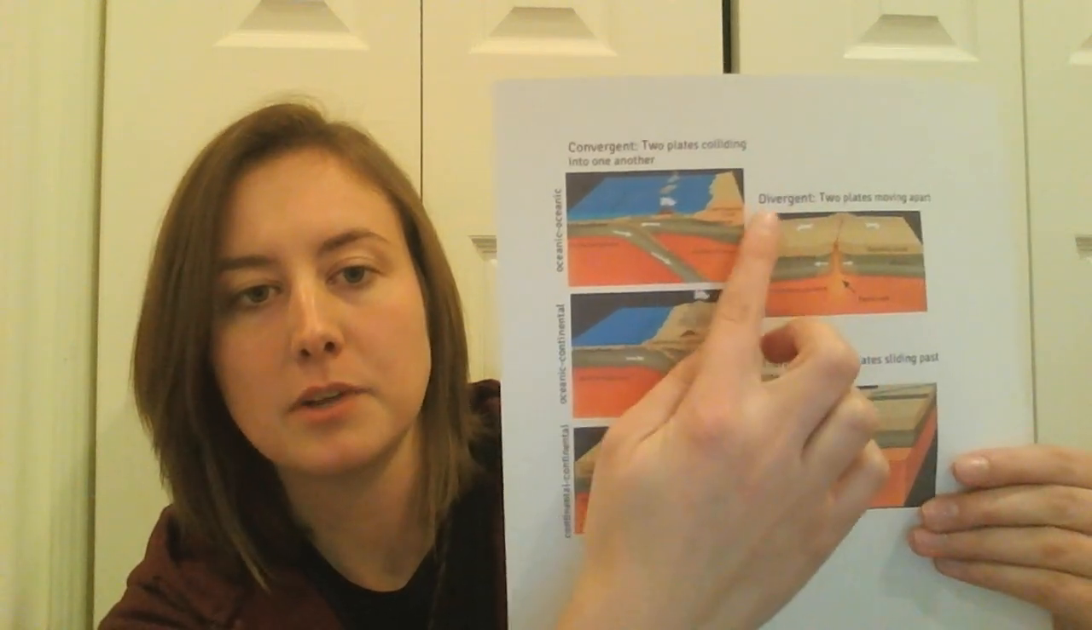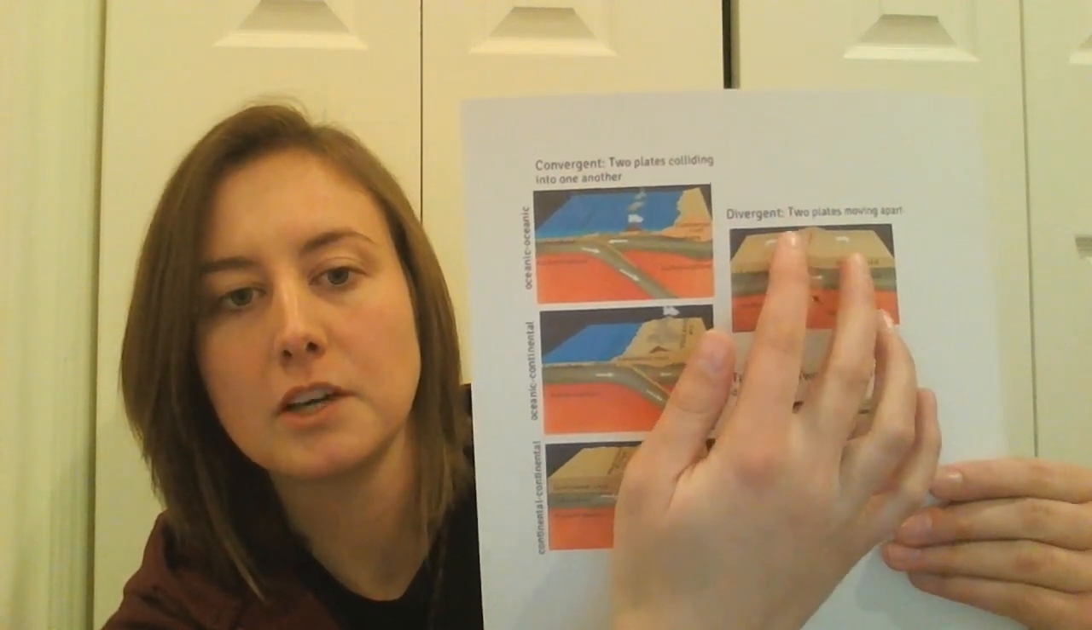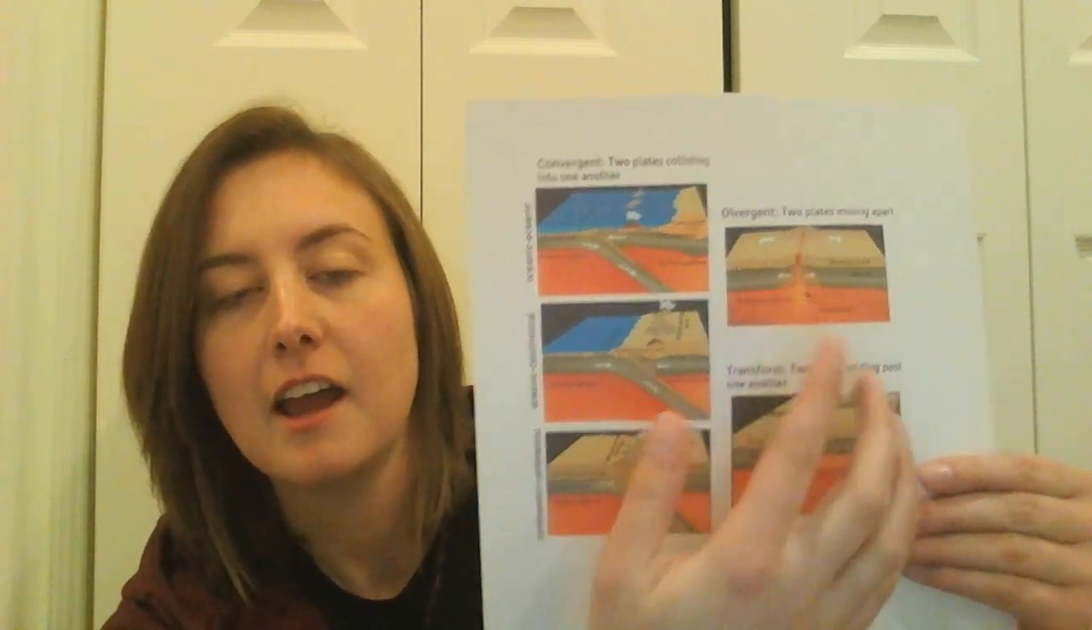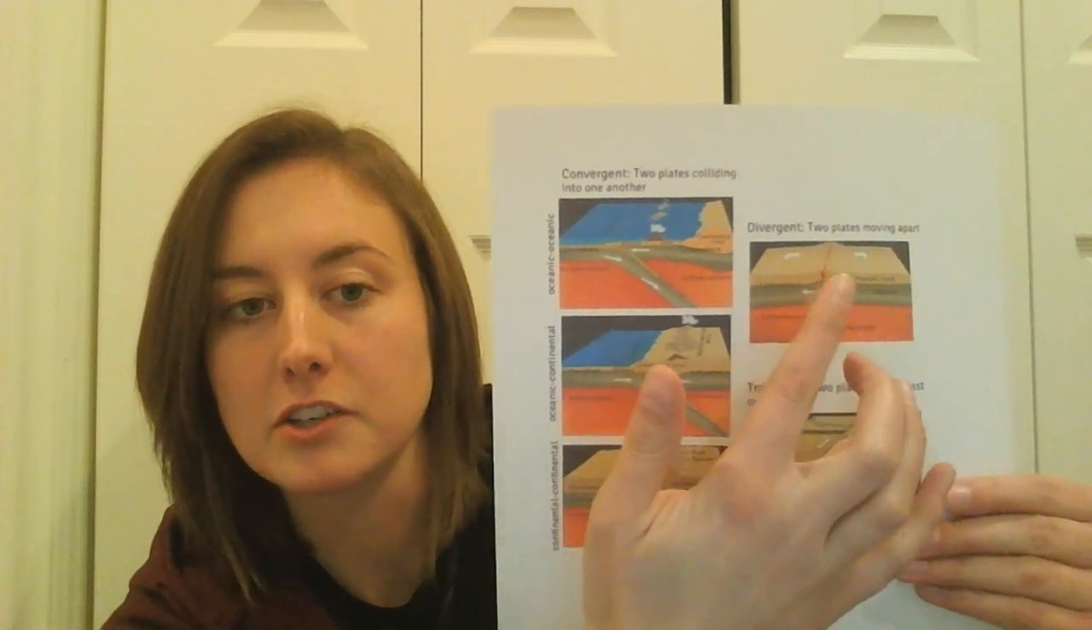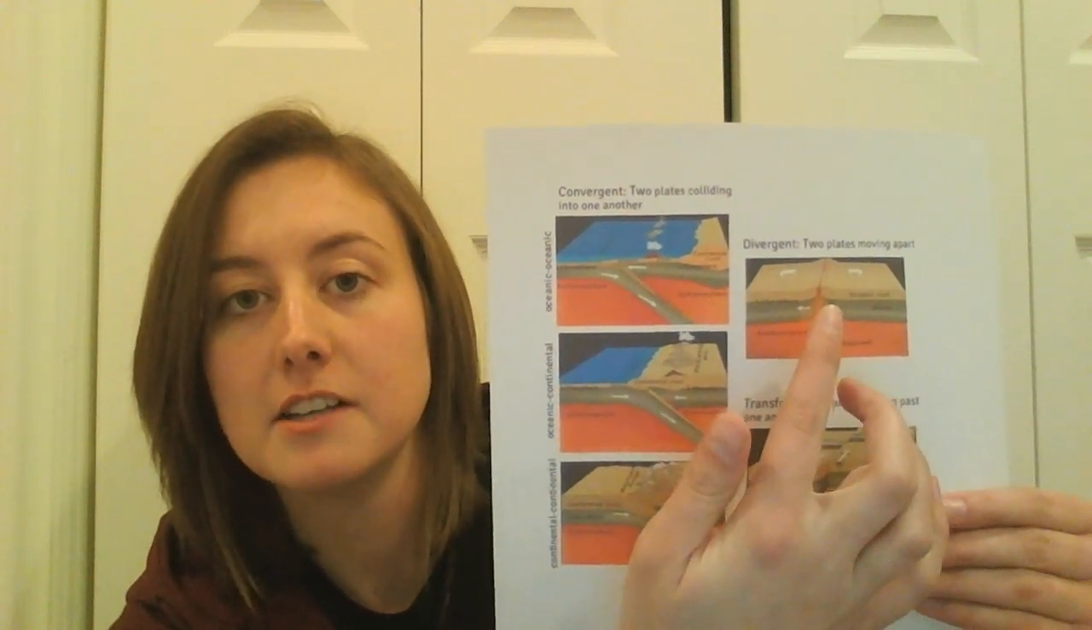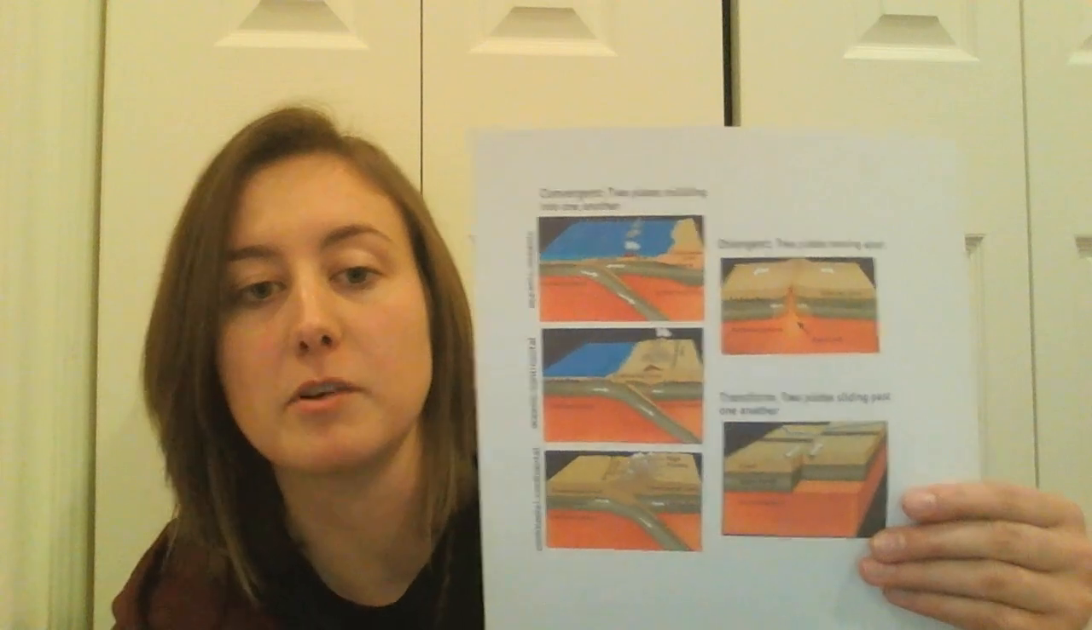Now, divergent plate boundary is when two plates are pulling away from each other. Magma from the mantle comes up through that crack, and it actually creates new crust there. So when plates are pulling away from each other, the youngest, newest crust is going to be right there, and the oldest crust is going to be farther away. That happens at the mid-ocean ridge.